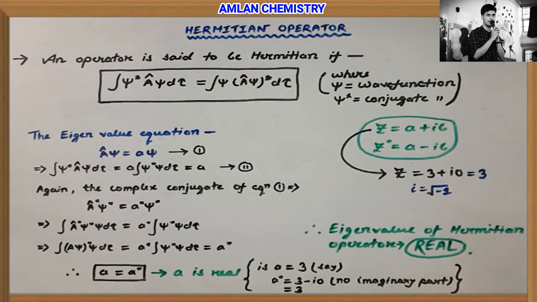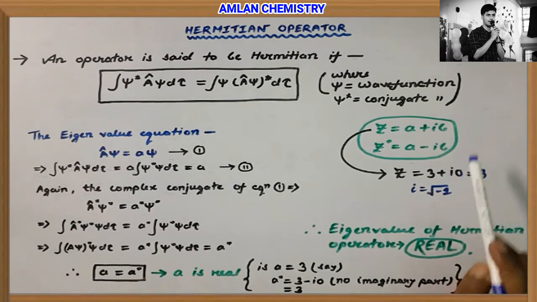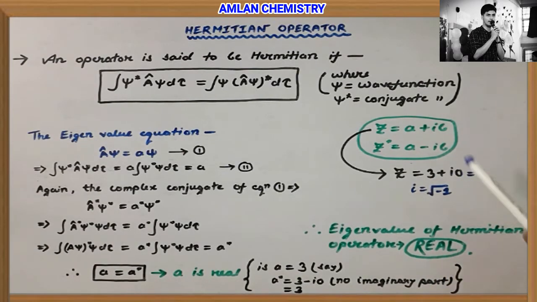Now let us take the example of a small number, let us say 3. We all know 3 is a real number, but we can represent 3 in terms of this complex number system. It will be represented as 3 plus i0, because it doesn't have any imaginary part. So the value of b will be 0. Now let us check whether the eigenvalue of a Hermitian operator will be real or not.